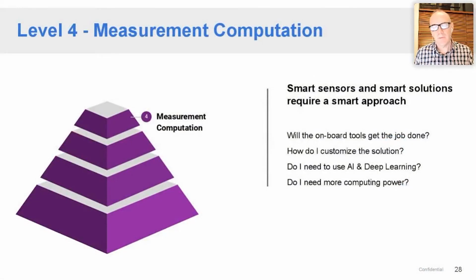So level 4 of the pyramid. So now you've got the sensor that you need, you've optimized it. The next thing is to measure, use some tools to measure your object and get the answers that you're looking for. So this is really about using the smart solutions that are available. The Gocator does have a suite of onboard tools, and really it's up to the user to customize that, but we also offer other solutions as well. And so I'll go through those.